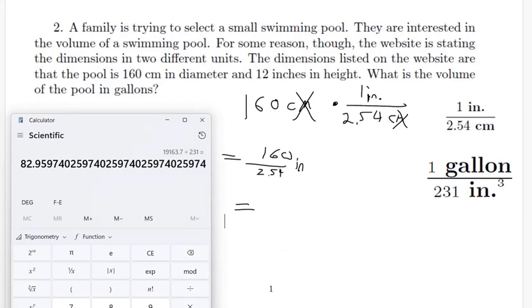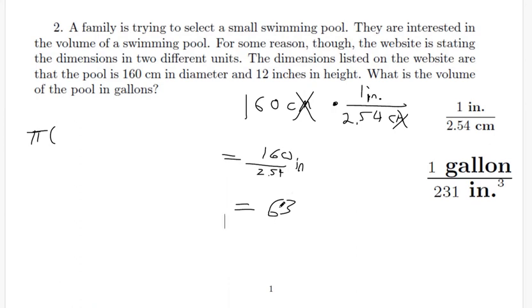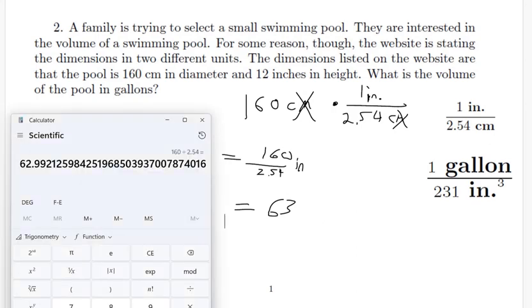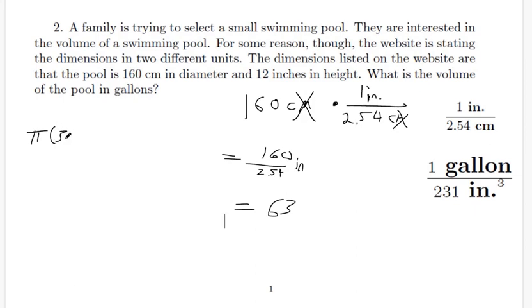And so with our calculator, 160 divided by 2.54, that's about 63 inches. Okay, remember 160 was the diameter though, so we need to cut this in half. So that should be 63 divided by 2. So this is 31.5 for a radius. So square that and then multiply by the height.